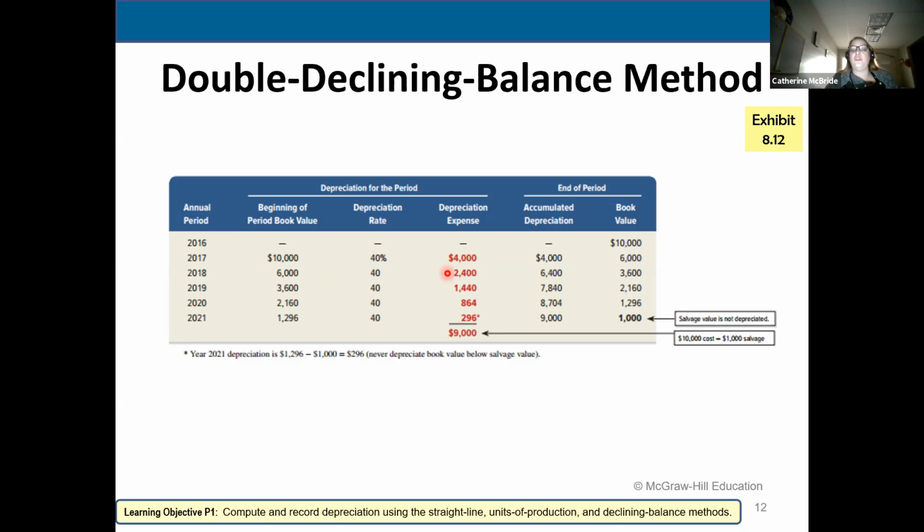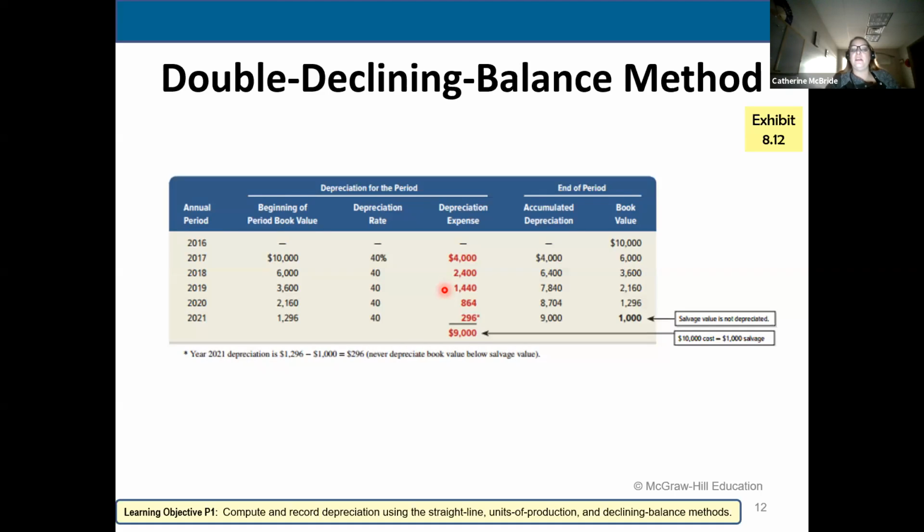Our accumulated depreciation is the $4,000 plus the $2,400, which gives us $6,400. The book value is the $10,000 minus the $6,400, which gives us $3,600. That's our new book value. That book value is going to go over here for the next year. Now we're going to take our $3,600, which is our new book value, times our rate. So for year 3, our depreciation expense is $1,440. You can see how it's declining.